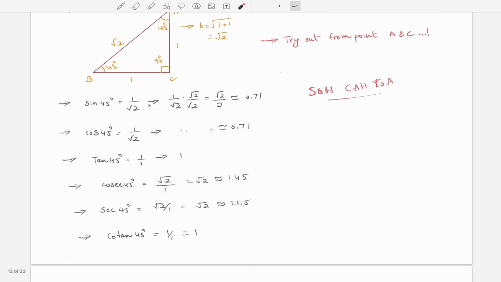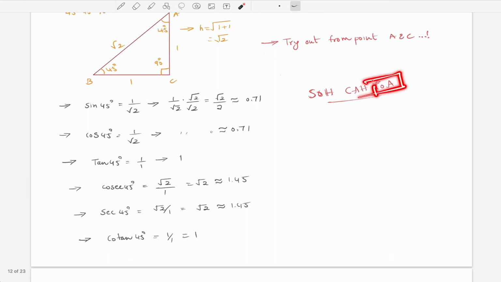After that we have tan. What is tan? Tan is equal to opposite side by the adjacent side. What is the opposite side? 1. What is the adjacent side? 1. 1 over 1. What is 1 over 1? It is equal to 1, right? So after that we completed the three.